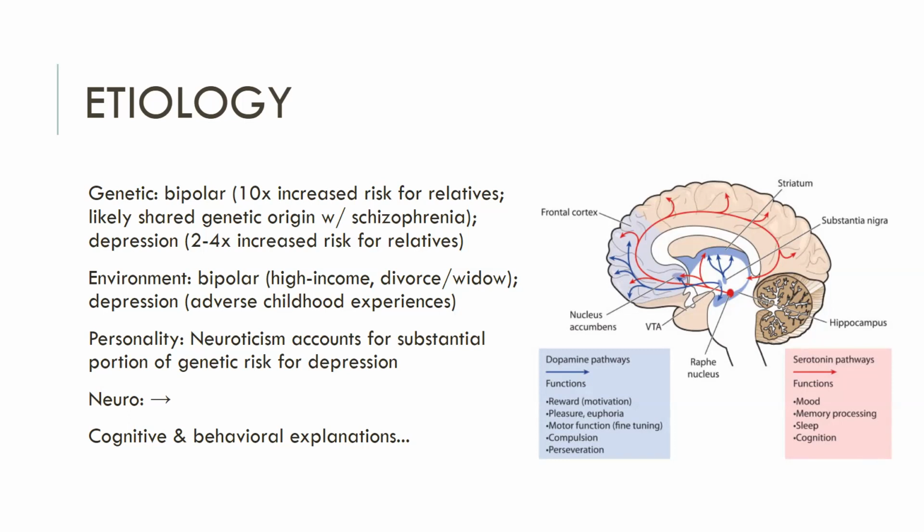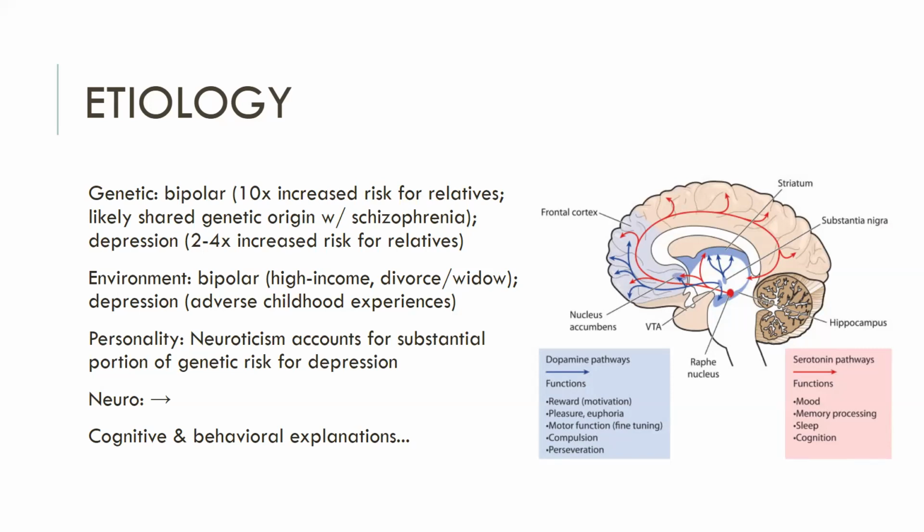As far as environments go, the bipolar disorders may be impacted by significant forms of stress. So we may see them somewhat more likely among folks who have been divorced or widowed. We're also more likely to see the bipolar disorders among high income individuals. Depression is more likely to be associated with adverse childhood experiences. Personality-wise, neuroticism accounts for a substantial portion of the genetic risk for depression, and we may see personality play more of a role in younger forms of chronic depression, as I mentioned earlier.